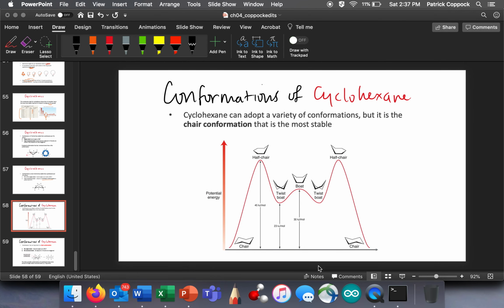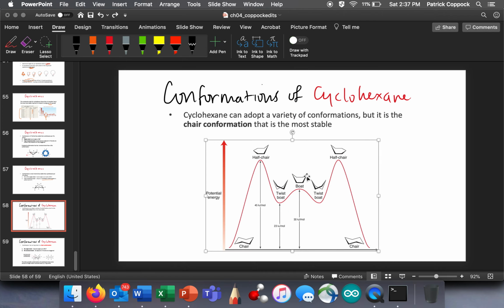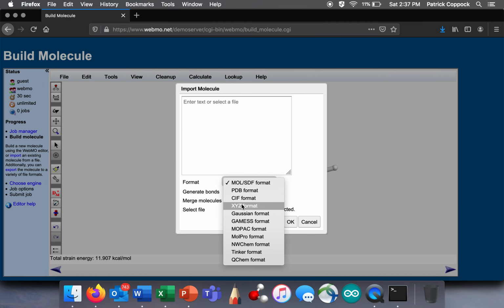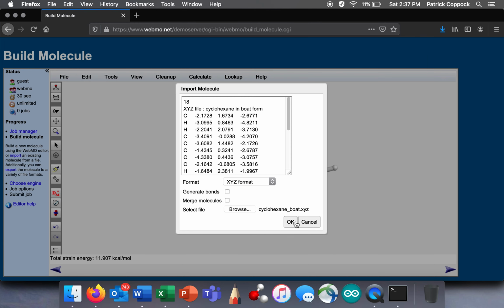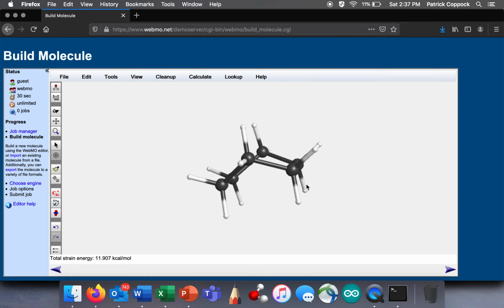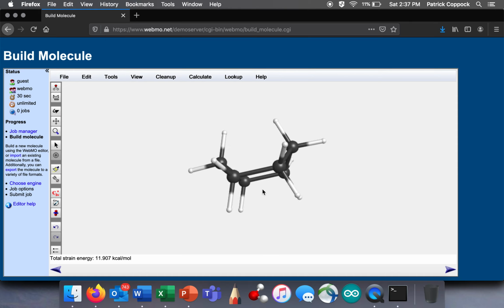Now the boat conformation is when the two ends are actually pointed up, and I made one of those too. So let's go here, file, import molecule, XYZ, boat. Okay, now watch this, clean up, generate bonds. Can you see that what we've done is we've twisted these two? Here was the chair, but we took the person's foot and we pulled it up.